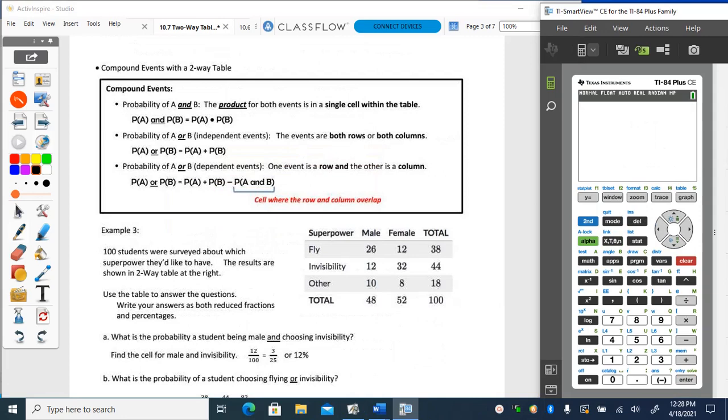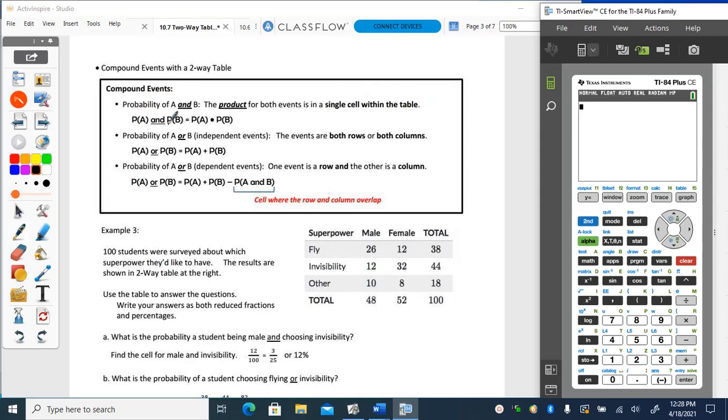Okay, so let's continue our probability stats journey by talking about compound events on a two-way table. So the first one, we have a probability of A and B. So if it's and, we'll do a product. We kind of talked about that. It's for when both events are in a single cell within the table.